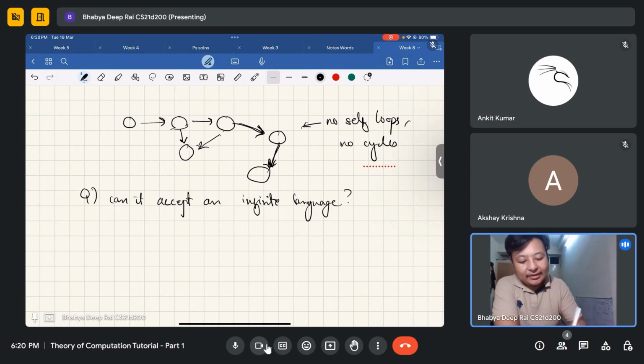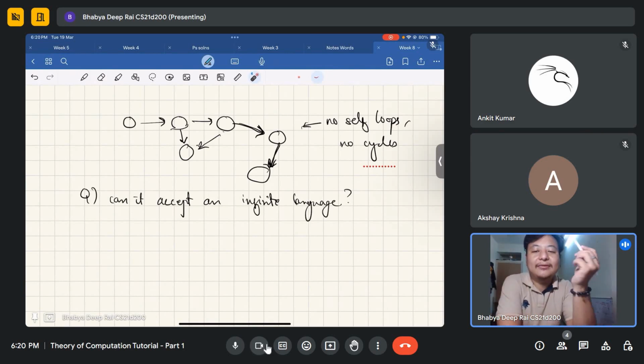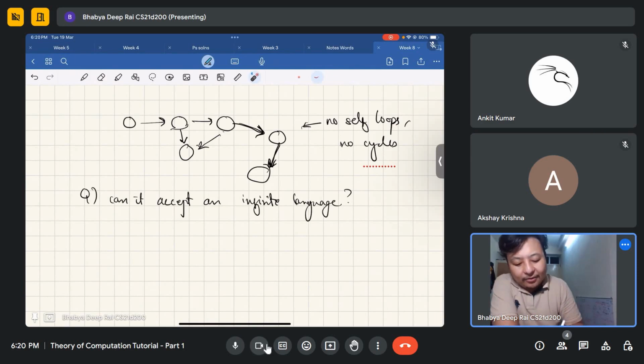And the answer is clearly no. Because what is the maximum length of a language? What is the maximum length of a string that you can accept? Well, you go here, here, here, and here. Okay, the length is 4, and here, here, and you stop. Length is 2, here, here, here. Length is 3, and so on.